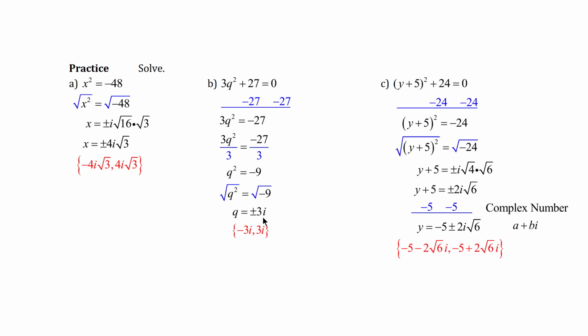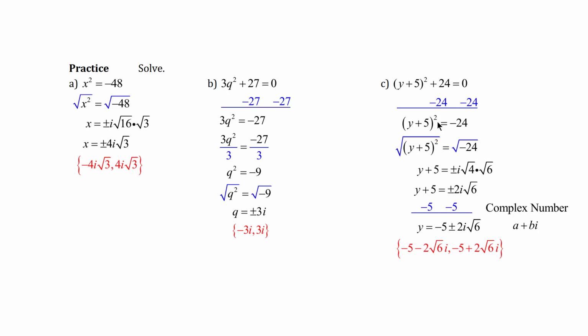Next we write our final answer in set notation, so we have curly bracket, negative 3i, comma, 3i, close curly bracket. For part C, we need to solve for y, so we need to get rid of the positive 24 first by subtracting 24 from both sides of the equation. The result is (y + 5) squared equals negative 24.